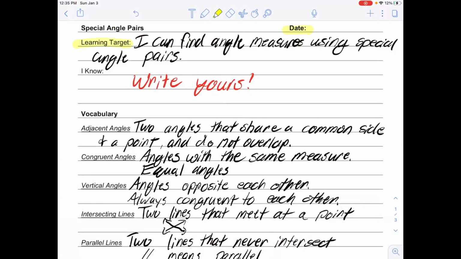Please write down the date that you're watching this video. For your I know, you know a lot about angles that we learned about in our last video, and you know what an angle measure means. So there's several things you can write there.